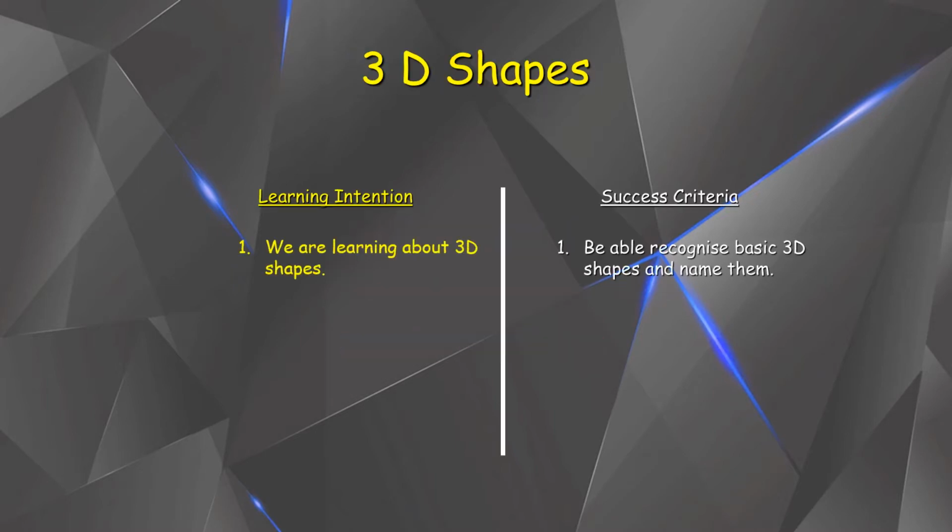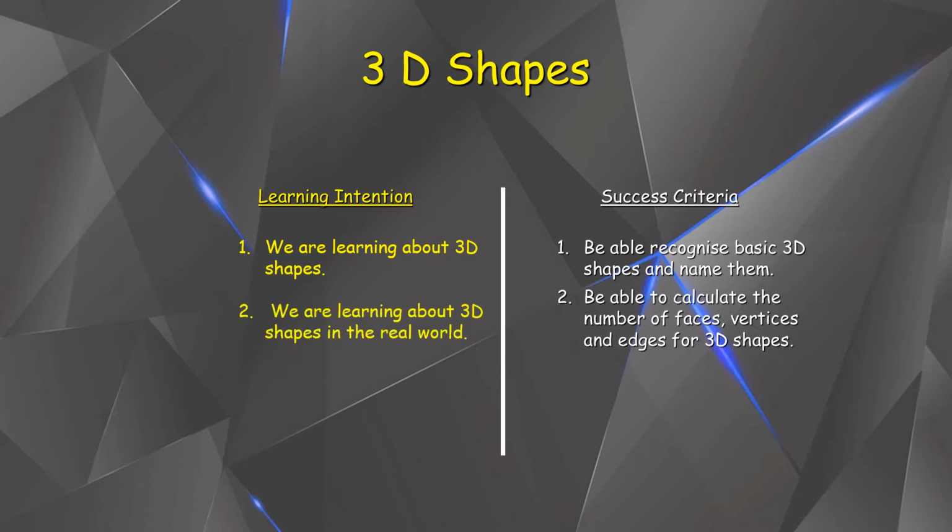Let's check what are the main things we need to learn today. We are learning about 3D shapes. Be able to recognize basic 3D shapes and name them. Be able to calculate the number of faces, vertices, and edges for 3D shapes. And we are learning about 3D shapes in the real world. That also we are going to discuss today.